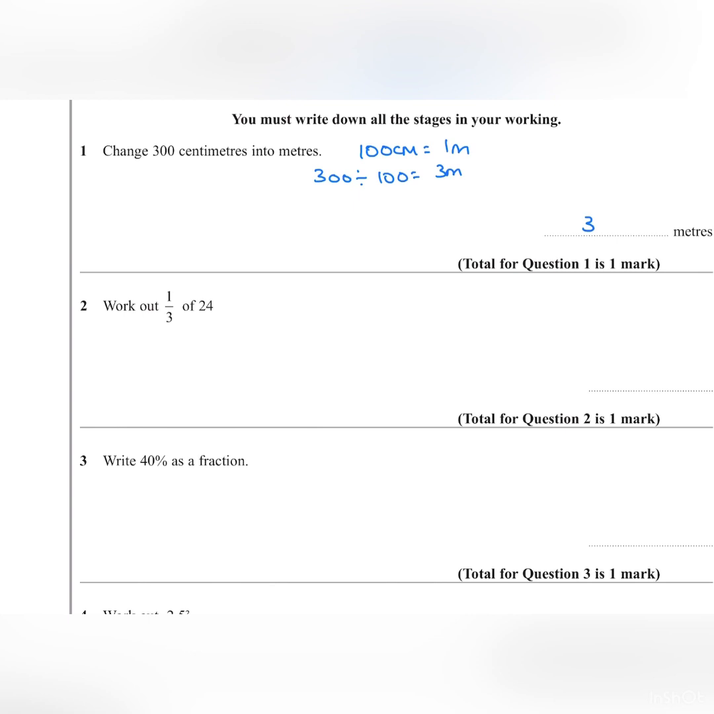Okay, so question number 2, it says work out 1/3 of 24. So 24 divided by 3 is 8, so 8 is the answer for that.